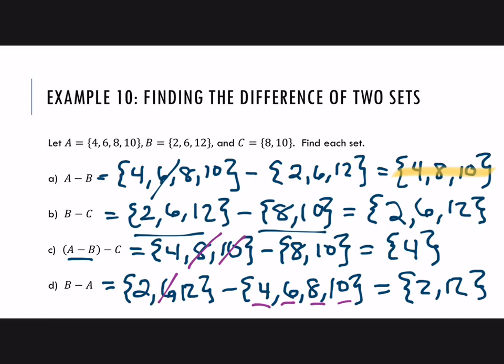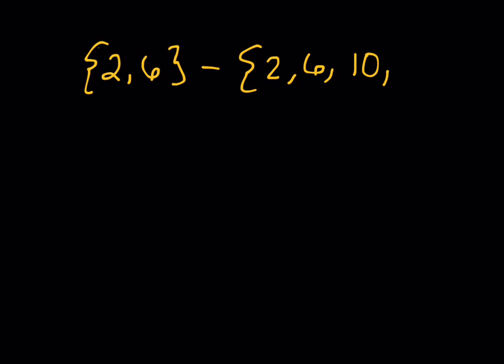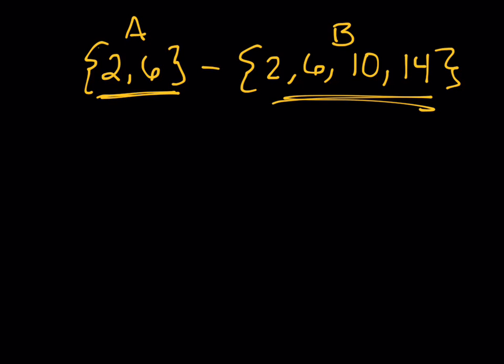Alright, I wanted to do one other example. What happens if you end up subtracting everything from the set? Alright, so let's try one more. What if we did 2, 6 minus 2, 6, 10, 14? What happens if we do that? Okay, well let's say that this is A and B. Alright, I want all of the elements that are in A that are not in B. So I'm going to cross off any 2s, 6s, 10s, or 14s.